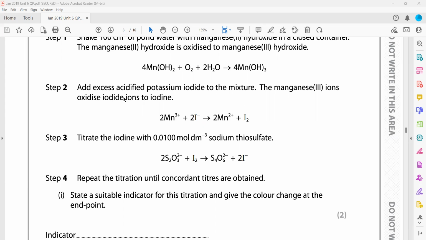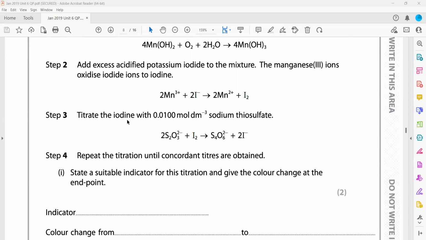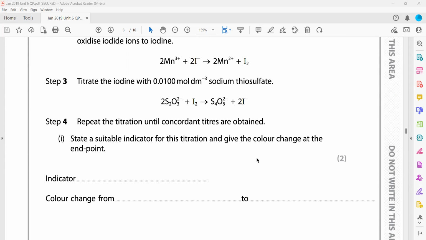The manganese(III) ions are oxidized. Manganese(III) ions oxidize iodide ions into iodine, and they will be reduced back again. Then titrate the iodine with 0.0 mol per dm³ thiosulfate. Then repeat the titration until concordant titres are obtained.